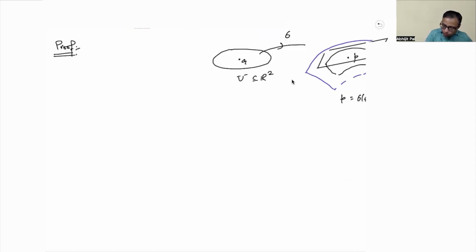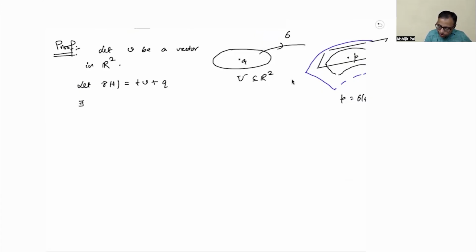Okay, so now let us take any vector in R2 starting from this Q. So let B be a vector in R2. And now let us take this curve, let gamma t equal to t b plus q.